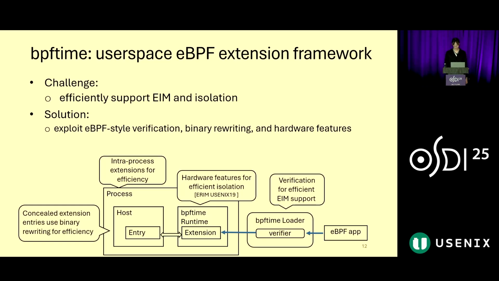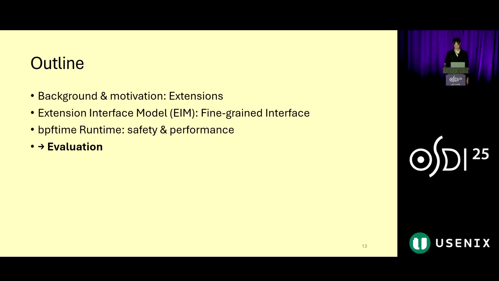As you can see, the host application and the extension run in the same process, which enables intra-process extension for efficiency, eliminating cross-process communication costs. Finally, our entire framework is compatible with eBPF. Existing eBPF applications and toolchains work with bpftime out of the box. This compatibility also allows userspace extensions to communicate with kernel space eBPF programs. You can write one program that runs partly in userspace and partly in the kernel, enabling powerful full-system observability and control. Now let me show you how bpftime works in practice and our evaluation results.